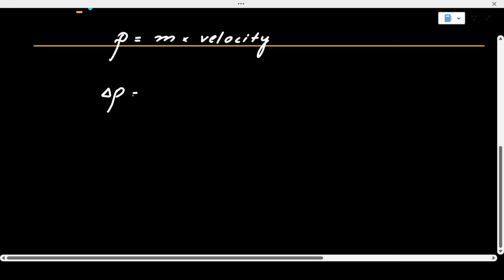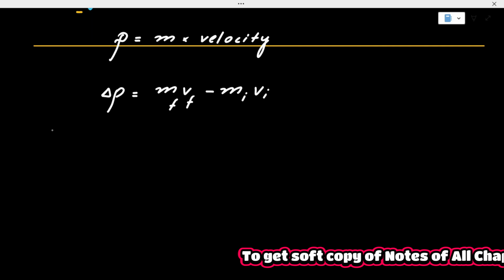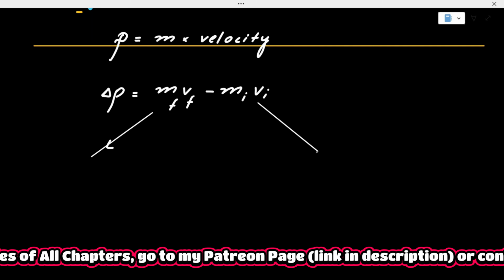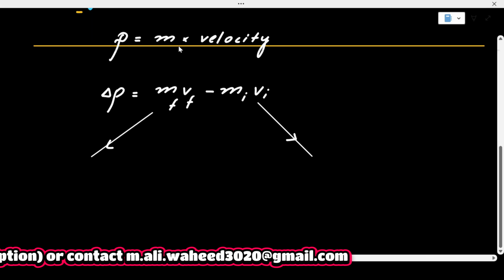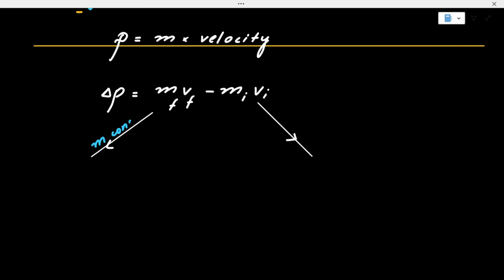Then the change in momentum is the final mass times the final velocity minus the initial mass times the initial velocity. And if in this expression mass remains constant, if m is constant, the same formula can also be written as delta p equals m times (v minus u).